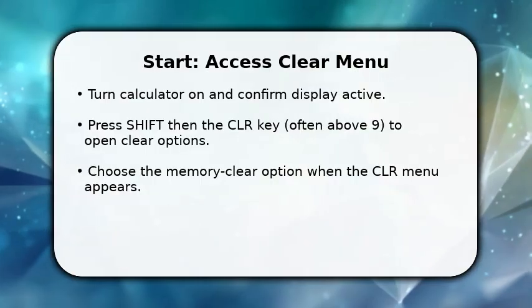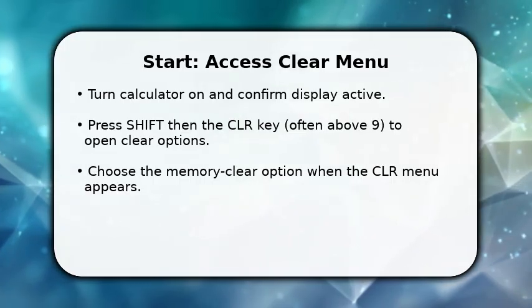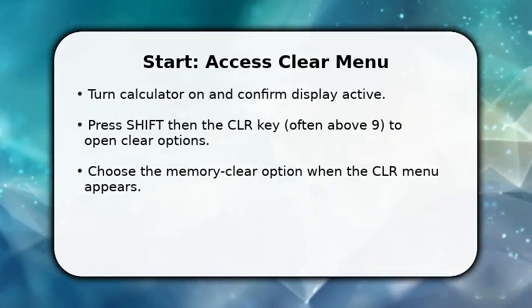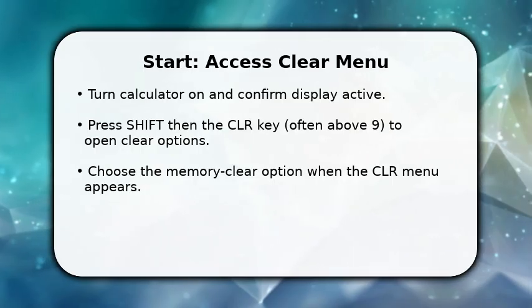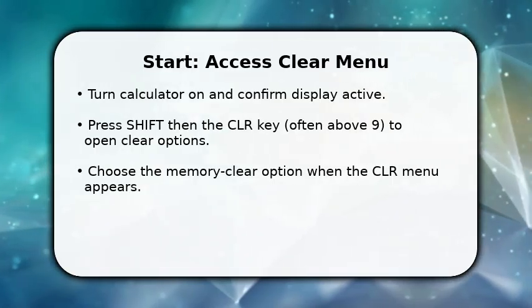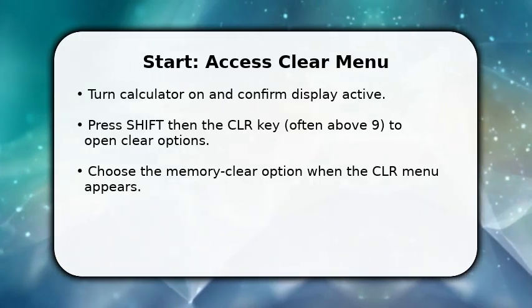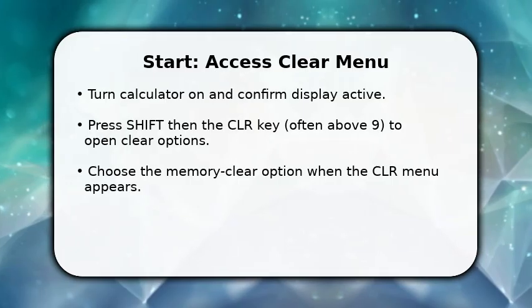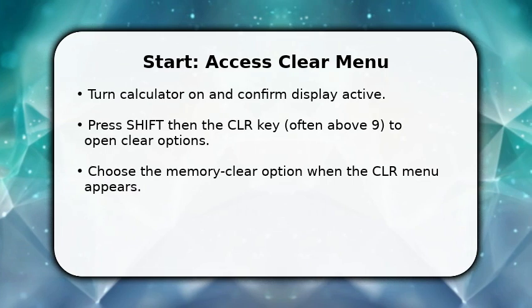You begin by turning the Casio on and confirming the screen is stable. Once done, press Shift then the CLR key. On most Casio models, CLR is the secondary function above the 9 key to open the clear menu. You want the memory-related choice, so watch for options labeled Memory or M. If your model shows numbered choices, note which number corresponds to memory. You'll select that next. This gets you directly into the right menu to remove the M value.